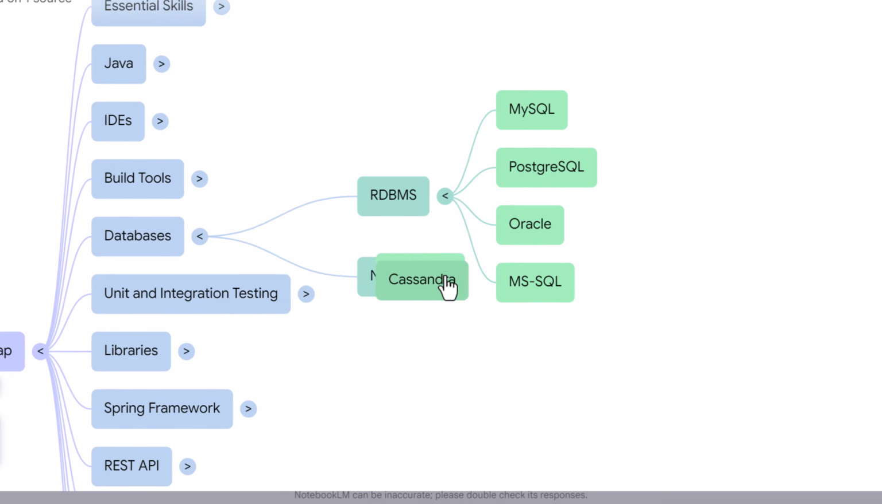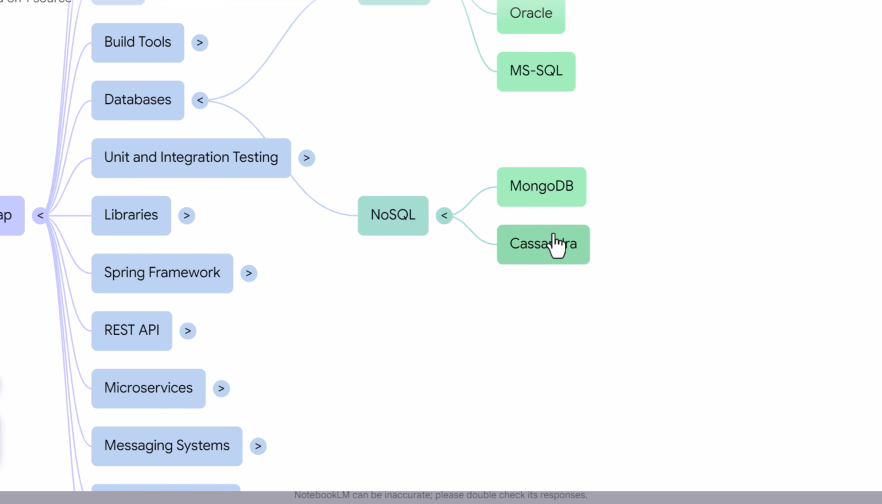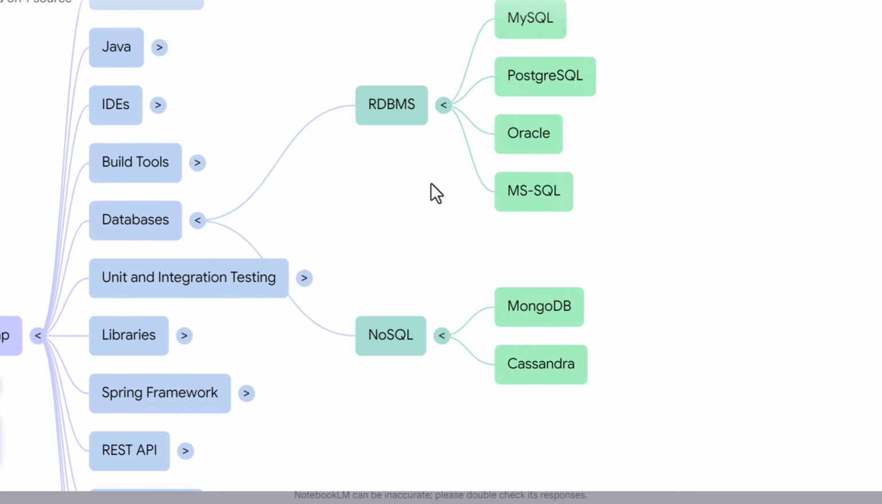Then you explore NoSQL databases like MongoDB and Cassandra. These are used when scalability, flexibility, or high data volume are important. Knowing when to use which type of database makes you a more versatile engineer.